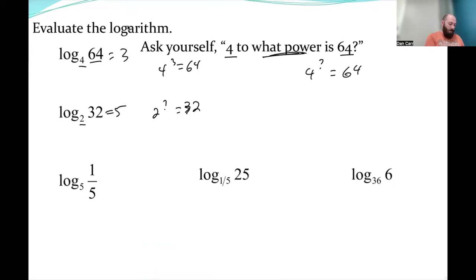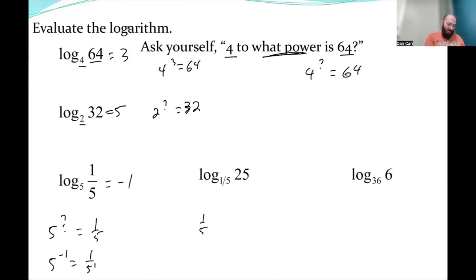All right. With fractions like this, it's a little bit trickier, but it's still the same idea overall. 5 raised to some power is equal to 1/5. When I see that reciprocal, I'm going to start thinking about negative exponents, because 5 to the negative 1 is the same as 1 over 5 to the 1. So that's why this equals negative 1 here.